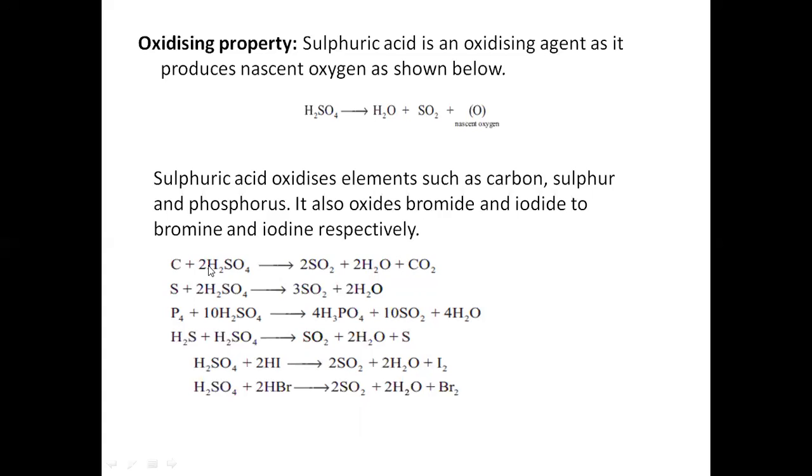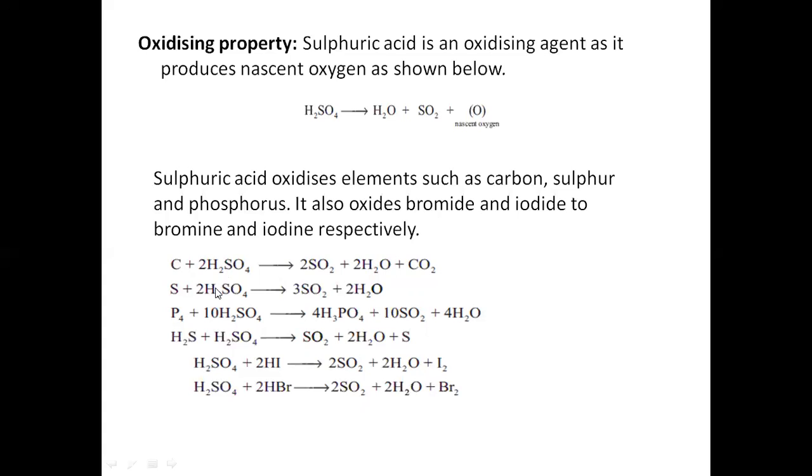Here carbon reacts with sulfuric acid and gives SO2, water and CO2. On the left-hand side the carbon is in the zero oxidation state. On the right-hand side we get CO2 as the product, in which carbon is in the +4 oxidation state. So the oxidation number is increasing, and we call it oxidation.